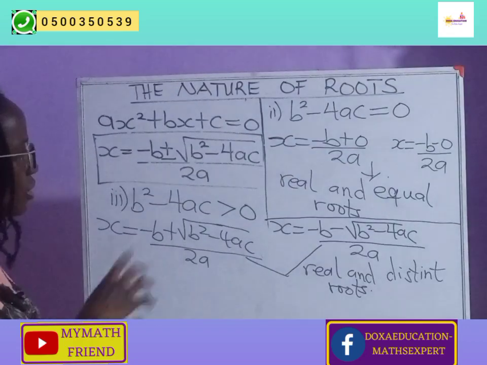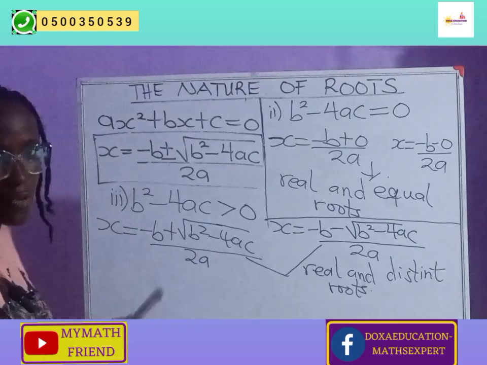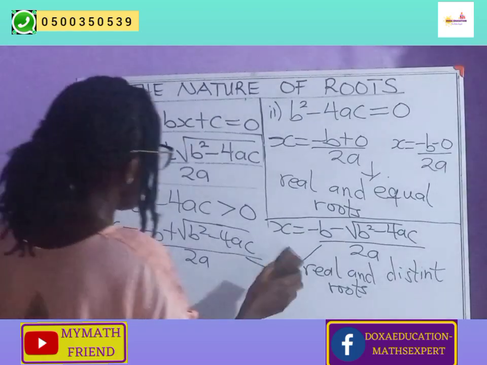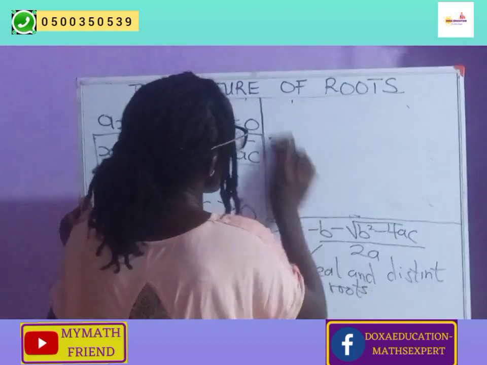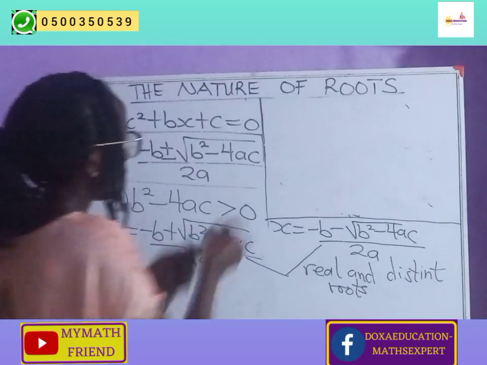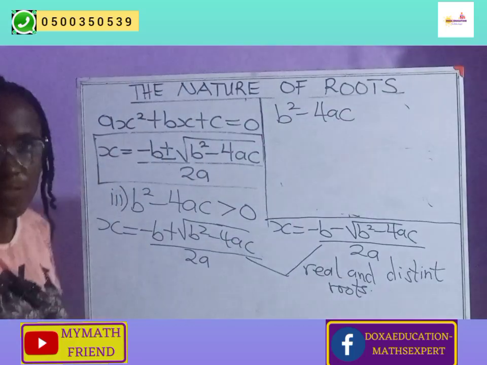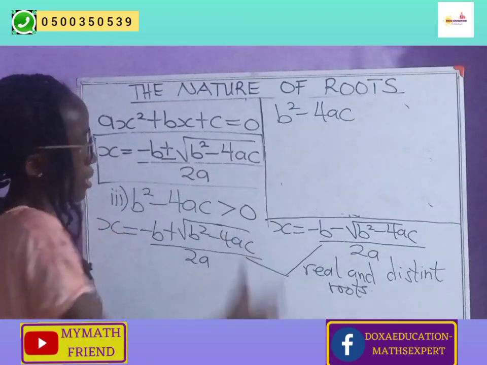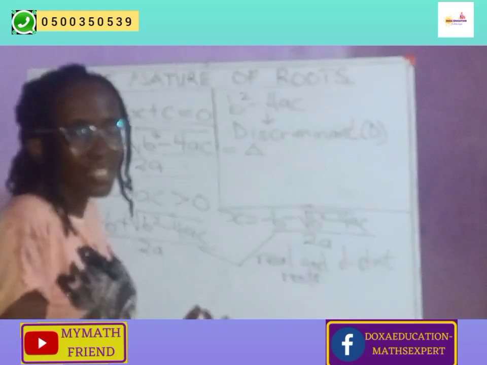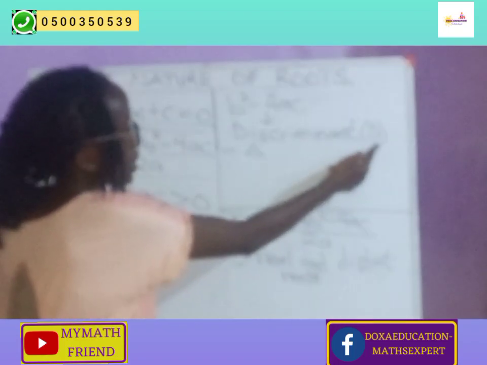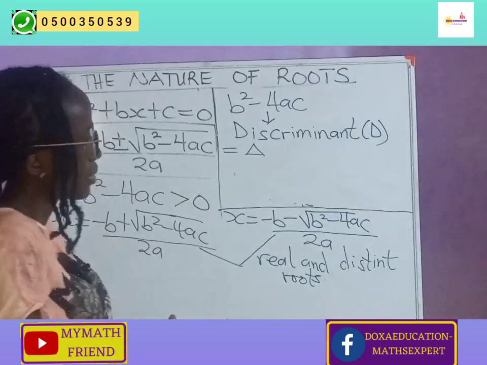So these are the three cases. Now, what can we say about all these three cases describing the nature of our roots? You see that we use this b squared minus 4ac. Since we use this, it is called the discriminant. The discriminant, as you see on the board, is represented with the capital D and the symbol over there.